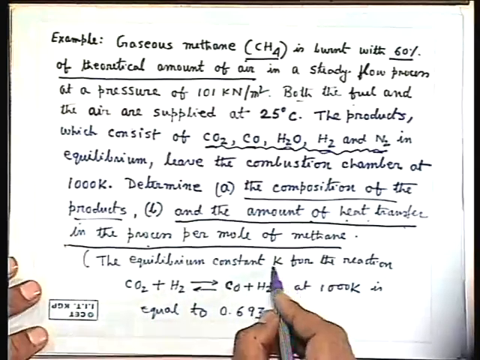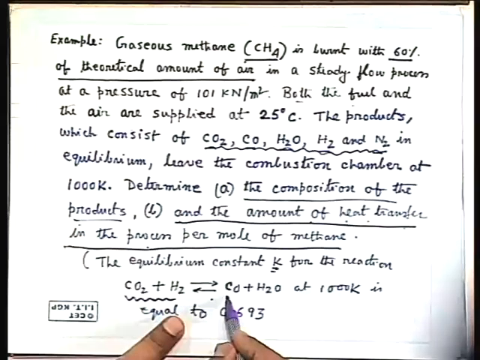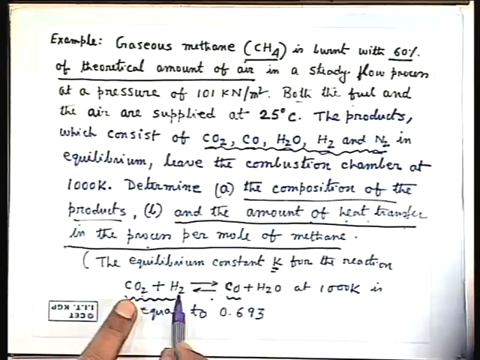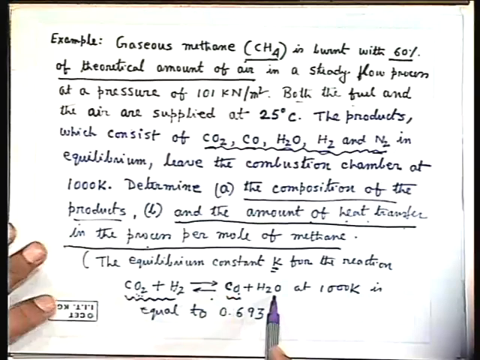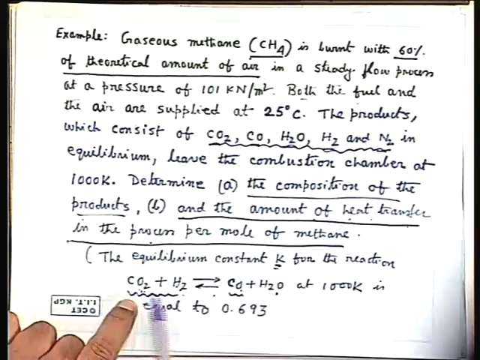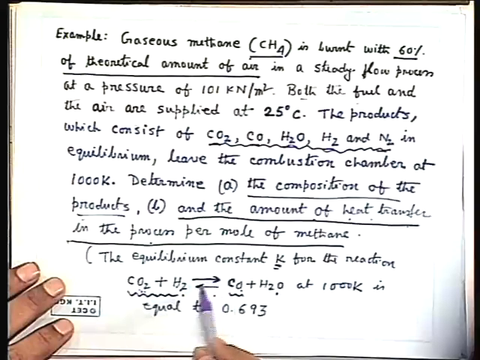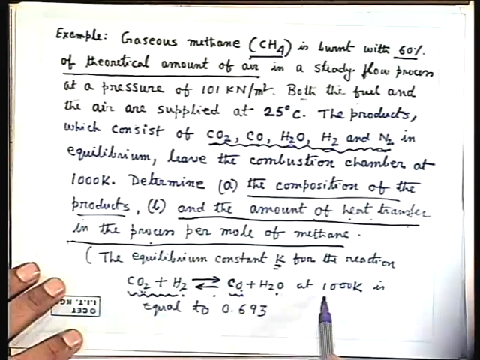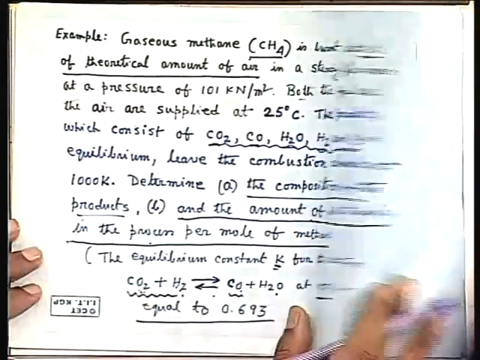The equilibrium constant K for the reaction is given. That means this is the reaction which is taking place: carbon dioxide and hydrogen react with each other and produce carbon monoxide and water vapor. Since this is not a complete reaction, CO2 plus H2 gives CO plus H2O. This reaction always takes place in the forward and backward direction at 1000 K, and the equilibrium constant is given as 0.693 for this reaction. This will be clear if I just proceed with this example.